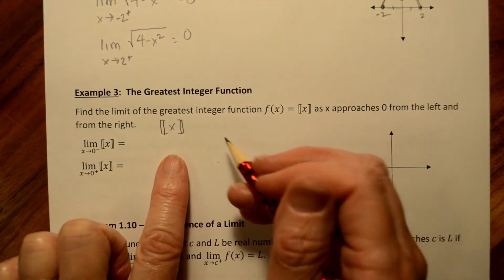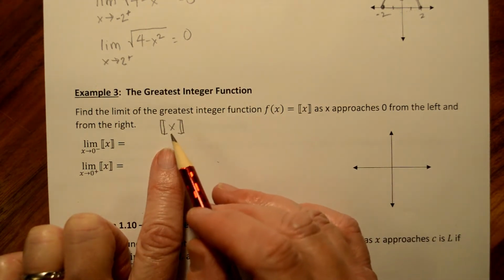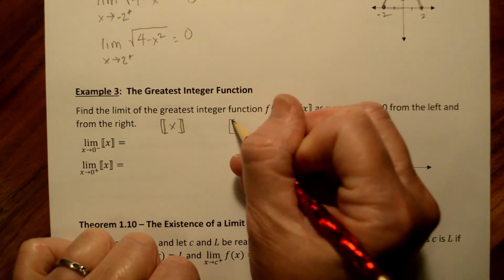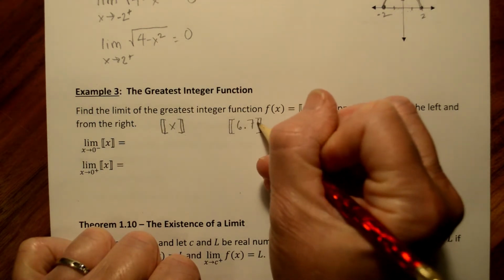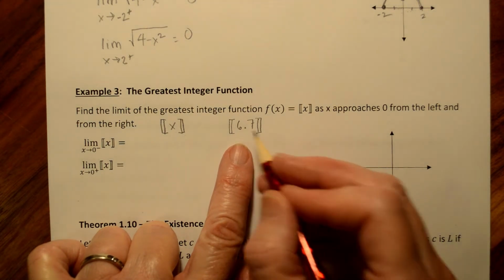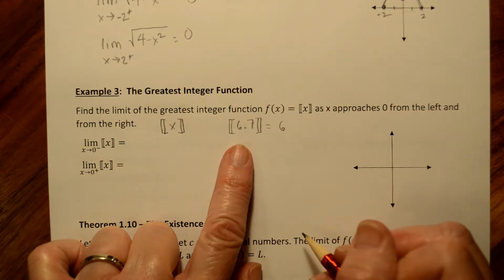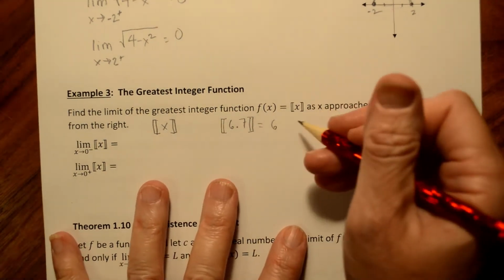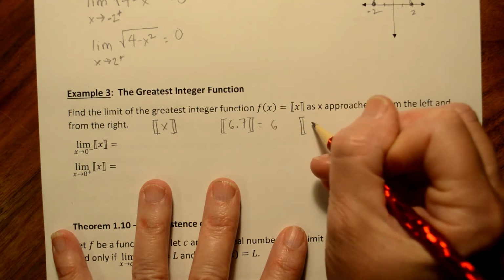What it does is whatever x value you put in, it picks the greatest integer that is lower than that number. So for example, if I put in, let's say, 6.7 into the greatest integer function, it will say, okay, what's the biggest integer that's less than 6.7? So we would say, oh, it's 6. That is the greatest integer that is less than 6.7, or less than or equal to. So then let's say we picked a half.